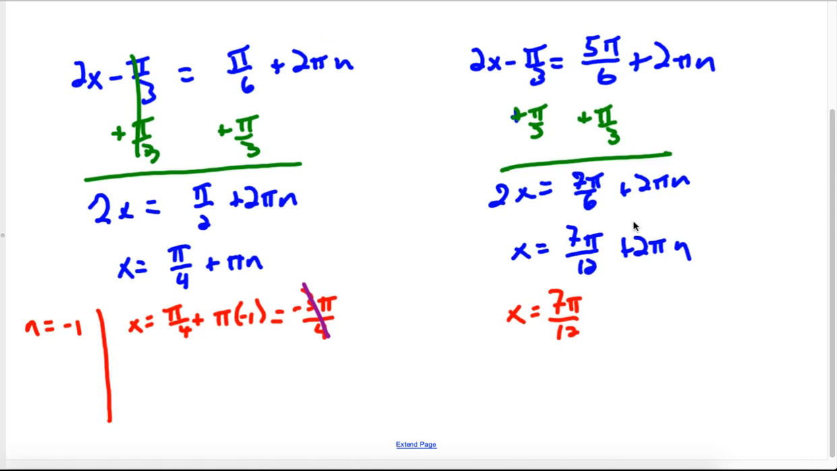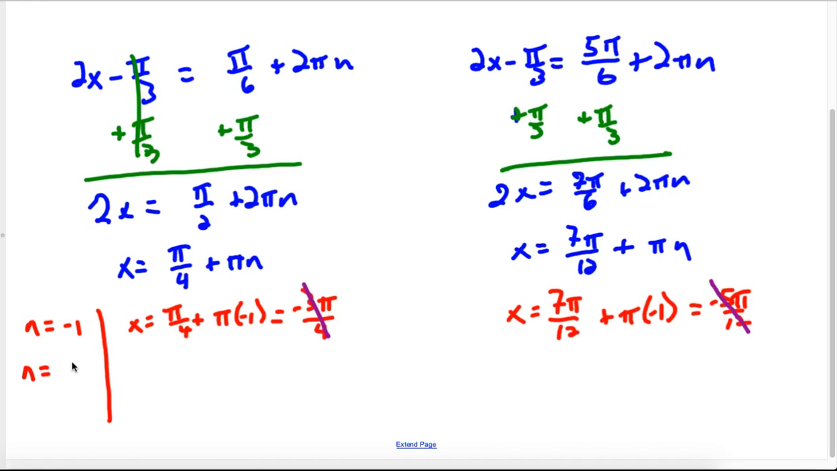Whoops, I see a mistake. I forgot to divide that by 2. Oops. So this should just be plus pi n. There we go. So 7 pi over 12 plus pi times -1. Converting this to 12ths, 7 pi over 12 minus 12 pi over 12 would be -5 pi over 12. Again, any negative angle can't be in between 0 and 2 pi.